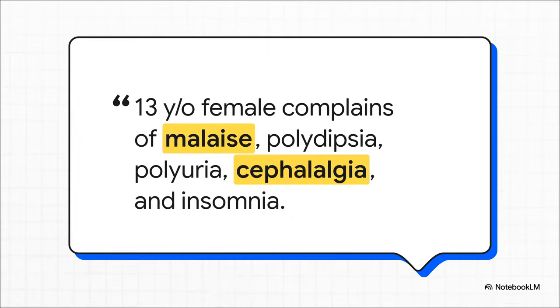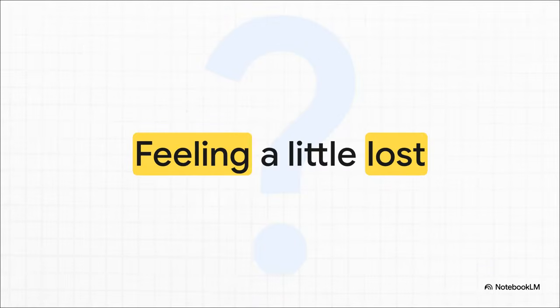Okay, take a look at this. This is from a real medical report. A 13-year-old girl complains of malaise, polydipsia, polyuria, cephalalgia, and insomnia. I mean, for most of us, that's just a wall of confusing jargon, right? What does any of that even mean? Yeah, if you're feeling a little lost right now, you are definitely not the only one.